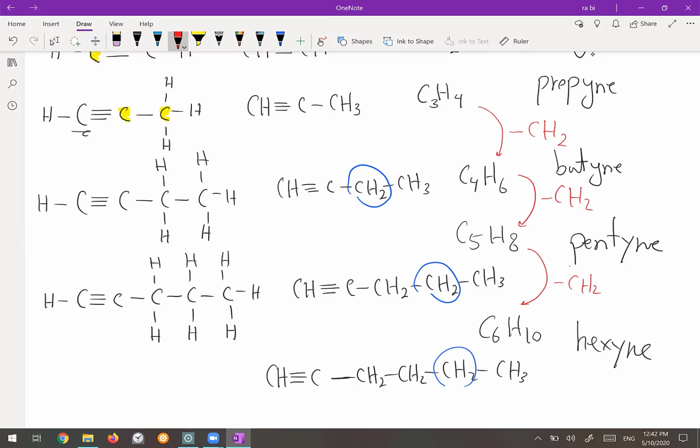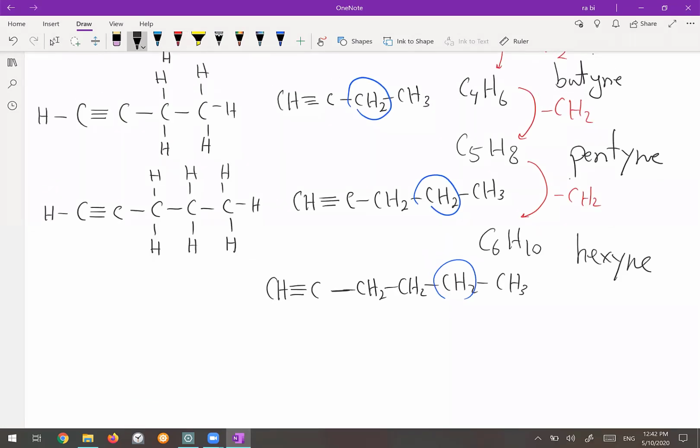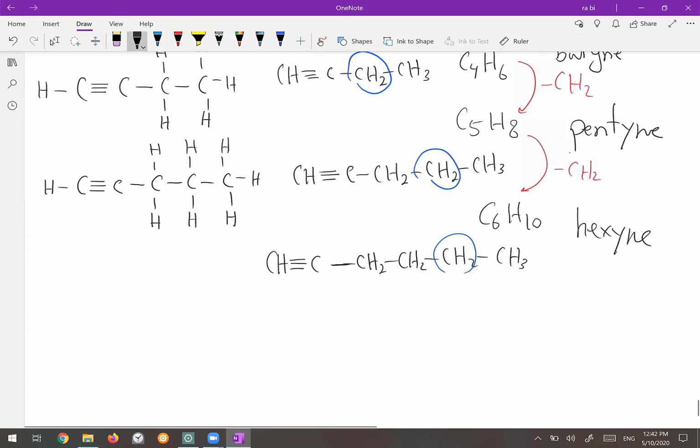But same as the alkene, the position of the triple bond is also important. So I can draw another hexyne here. Instead of the triple bond being in the first position, between carbon number 1 and number 2, the triple bond can be between carbon number 2 and 3. So I can have a single bond between the first carbon and the second carbon, then I can have the triple bond.